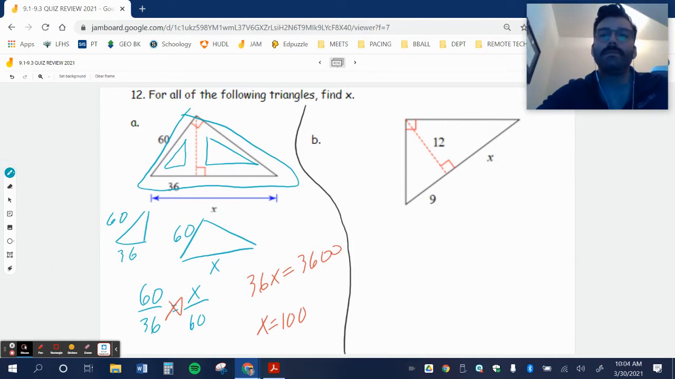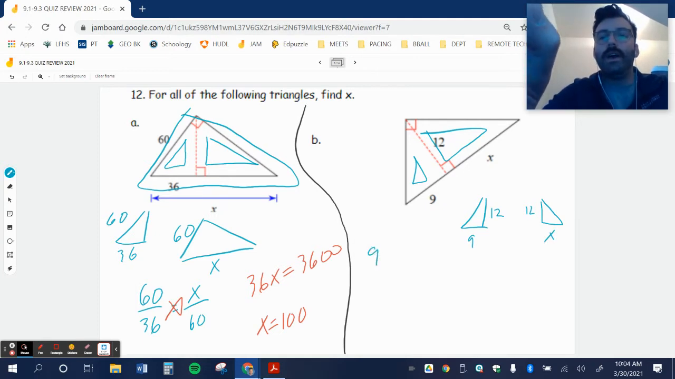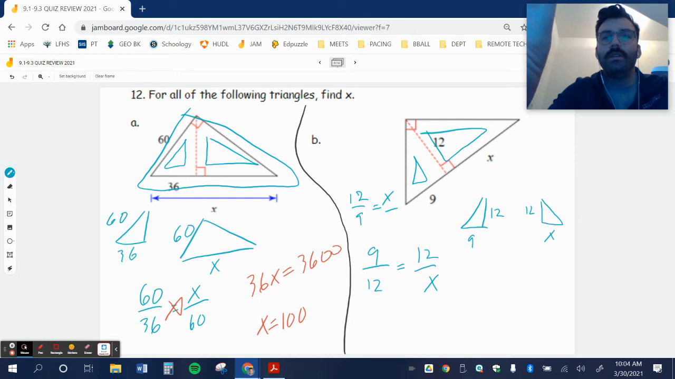Same type of problem. Small, medium, large. Small triangle, yes. I got the 9 and the 12. Medium triangle, also yes. I got 12 and x. I'm going to set it up the other way. 9 over 12 equals 12 over x. Either way is fine. I can go 12 over 9 equals x over 12. I just want to show that you can, I'll show that way as well. 12 over 9 equals x over 12.